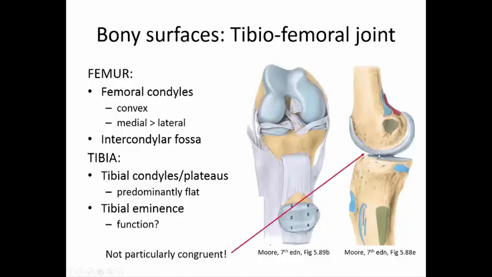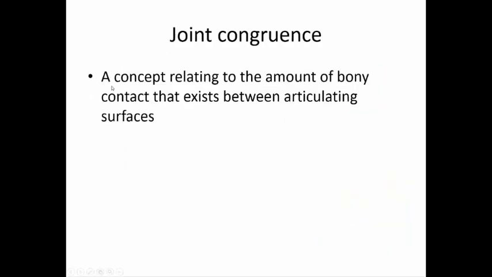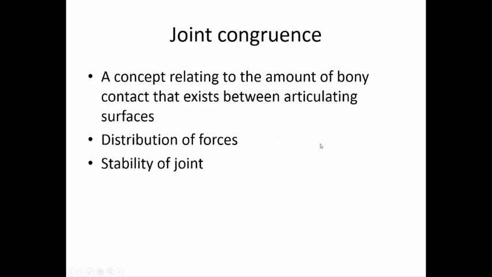You can see it's not particularly congruent. Those joints don't fit together. There's not a lot of contact. That means that the femur could slip forward off the tibia, could slip backwards off the tibia, could slip medial or lateral from that surface, and that would cause a lot of damage. Congruence is a concept relating to the amount of bony contact that exists between articulating surfaces. It helps with the distribution of forces and the stability of joints.